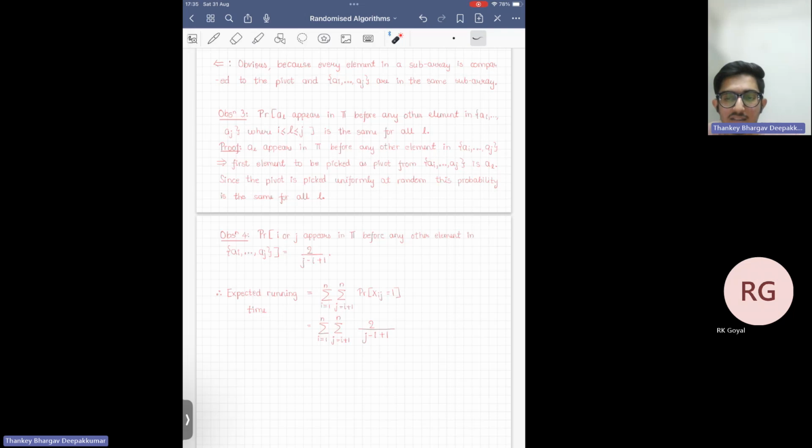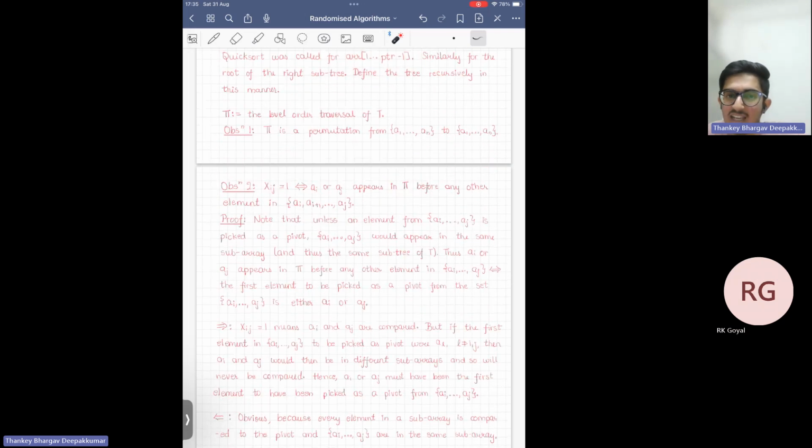What is pi? Pi is a level-wise traversal. So pi is just a sequence of elements of the form A1, A2, and so on. Pi is just a permutation of A1 to AN. So pi just looks like AI1, AI2, AI3, and so on. Pi would appear as A1 until AN, or any permutation of the set A1 to AN.